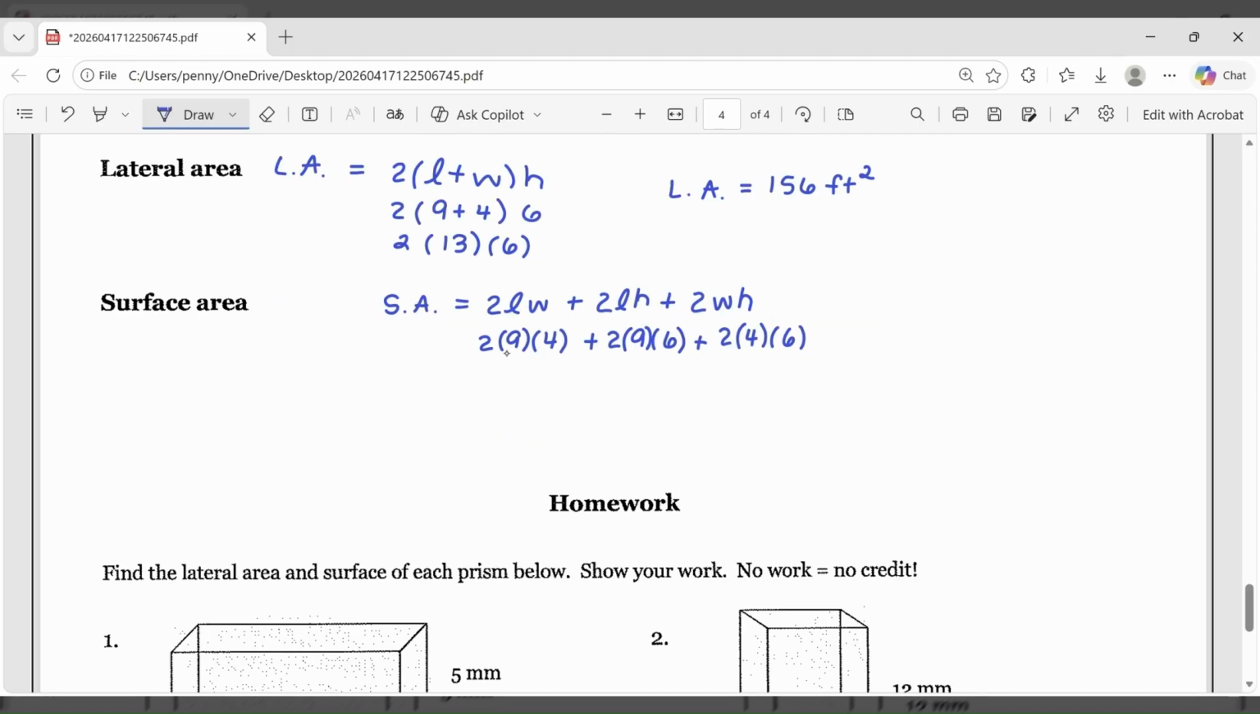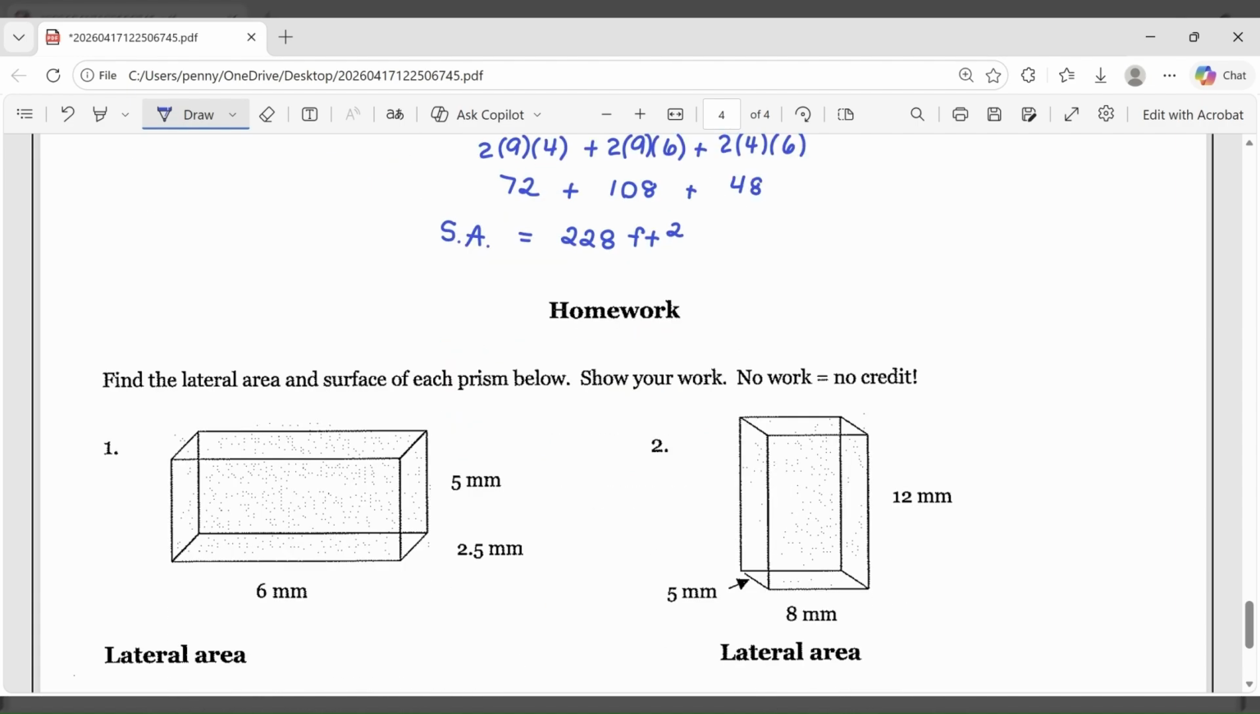2 times 9 is 18, and 18 times 4 is 72. 2 times 9 is 18, and 18 times 6 is 108. And then 2 times 4 is 8 times 6 is 48. Right, if we add those together, we get 228 feet squared.